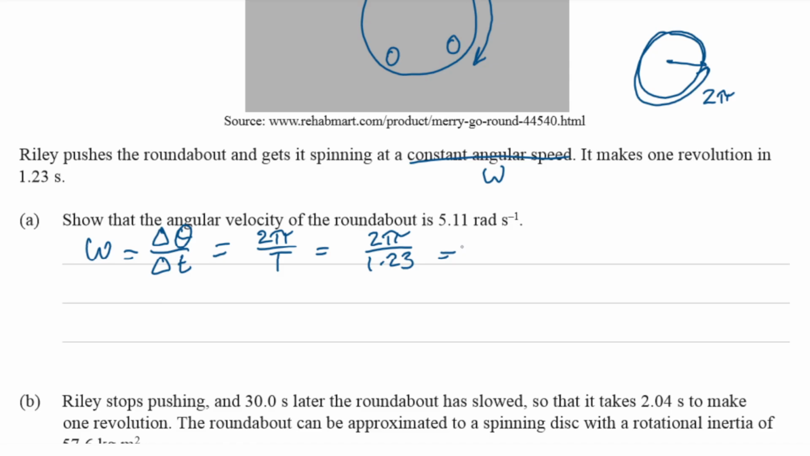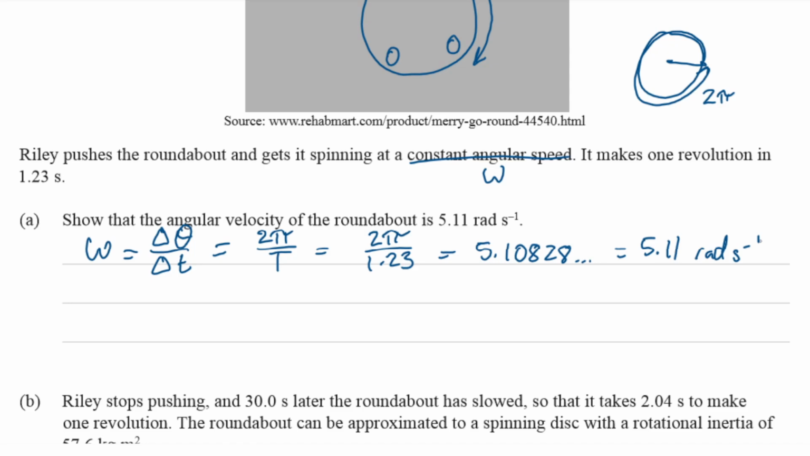Let's double check on our calculator. 2 times pi divided by 1.23 is 5.10828..., which rounded to 3 sig fig is 5.11 radians per second.